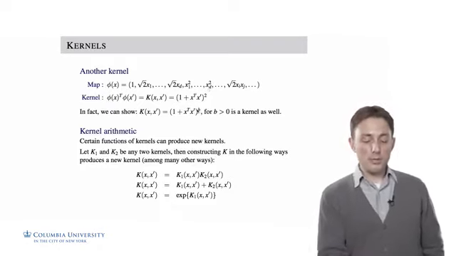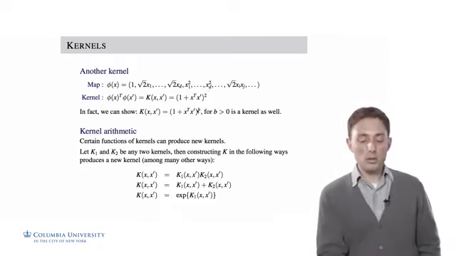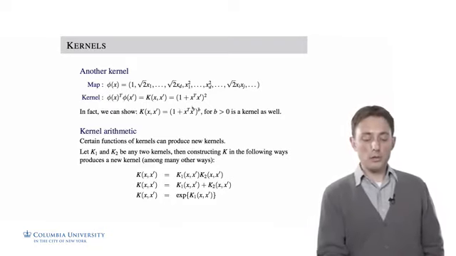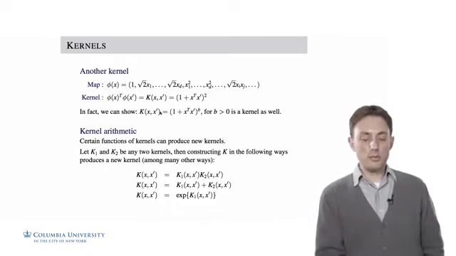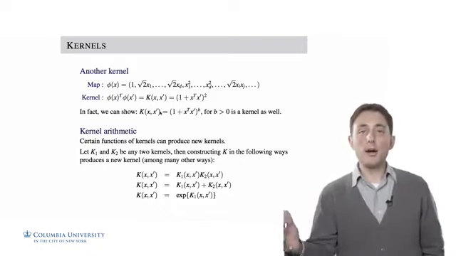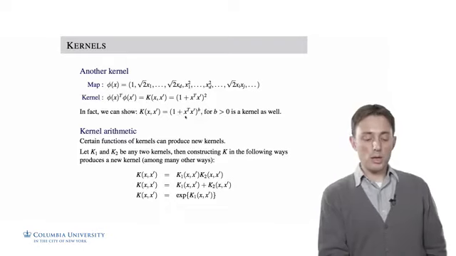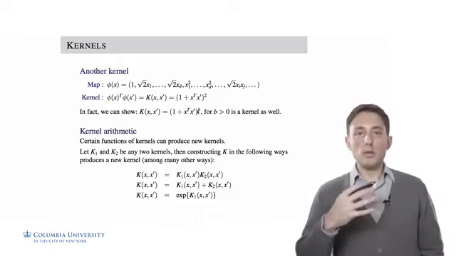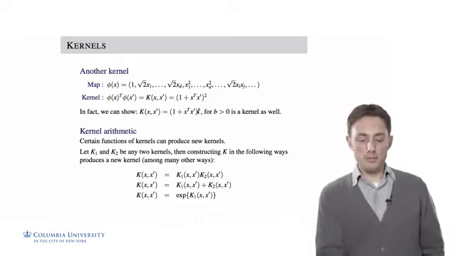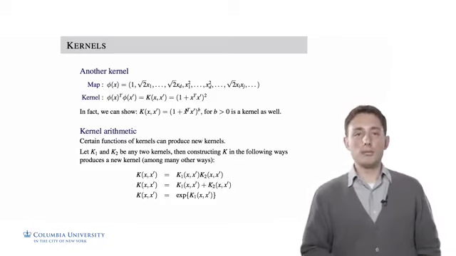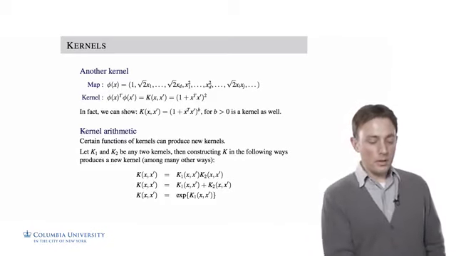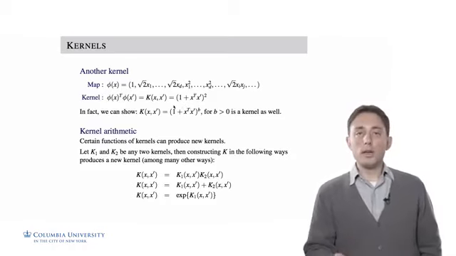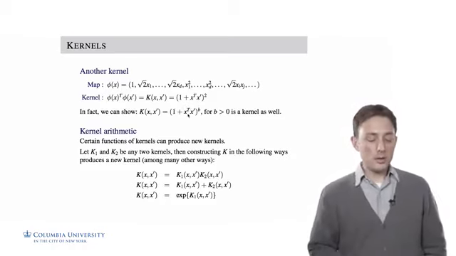And in fact, we can show that for all values of b greater than 0, this function is a kernel as well. So for b equals 3, there's some mapping of x and x prime to a higher dimensional space, such that the dot product in that space is equal to 1 plus x transpose x prime to the b. Or for the value b equals 3.245, there's also some higher dimensional mapping. So we can construct kernels using other functions, such as this one.